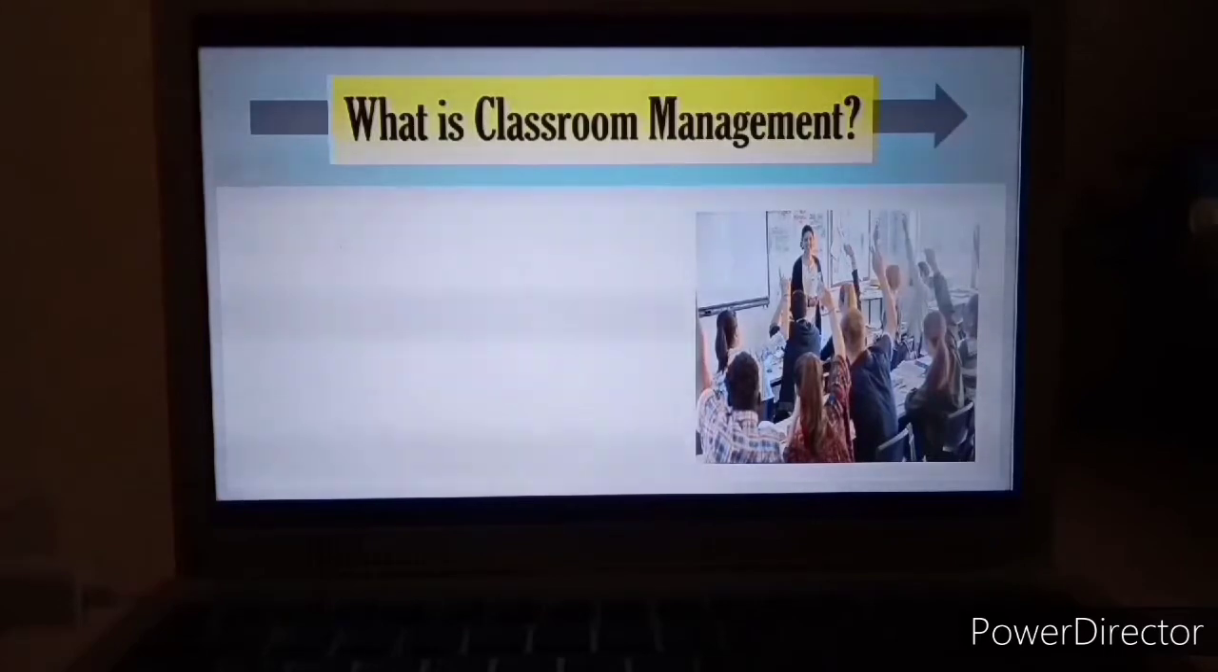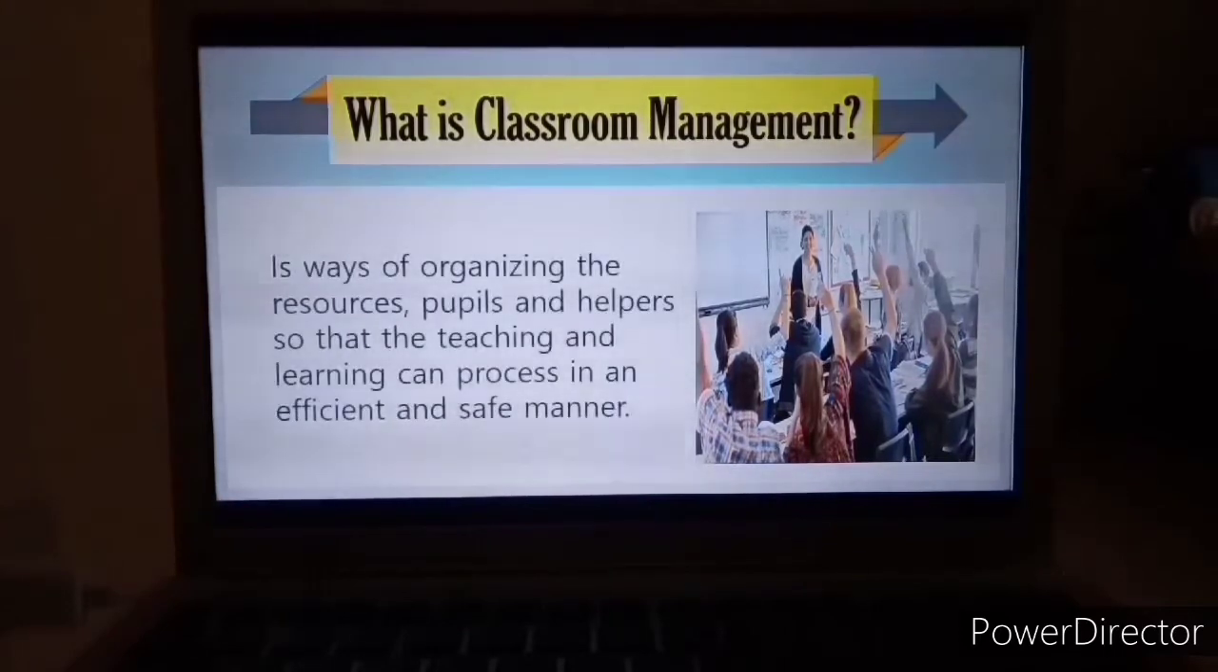What is classroom management? It is a way of organizing the resources, pupils, and helpers so that teaching and learning can proceed in an efficient and safe manner. In other words, it refers to the procedures, strategies, and techniques that the teacher must use in order to manage the students' behavior. So when we say effective classroom management, it creates an environment that is conducive for the teaching and learning process. So that's what we call effective classroom management.